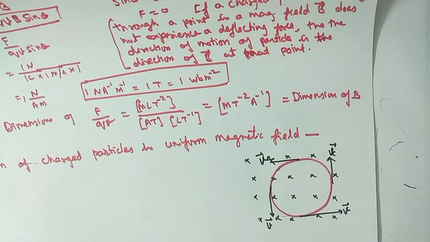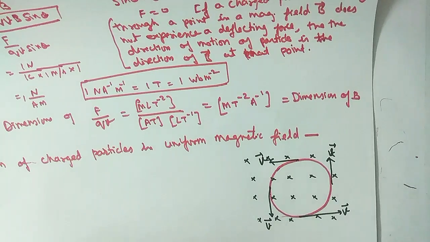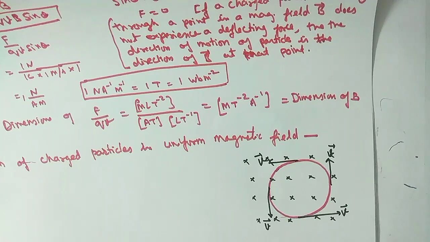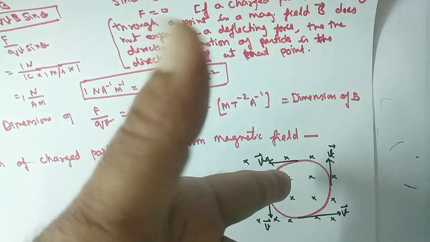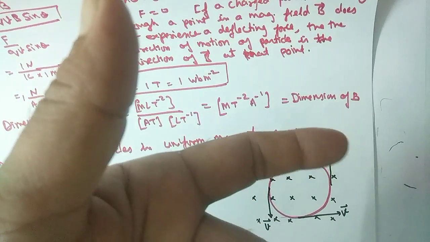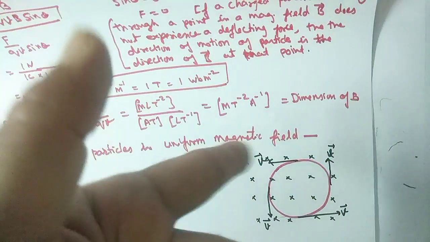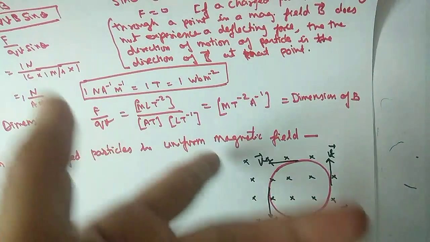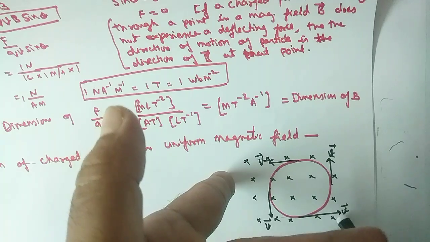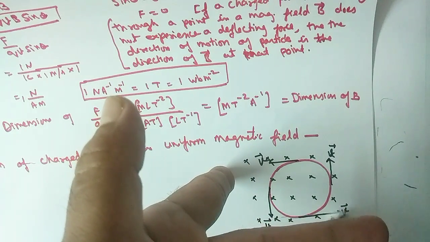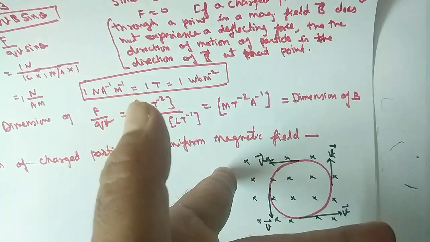If the direction of the current and the direction of the magnetic field are given, we can find the direction of the magnetic force also by using Fleming's left hand rule. Just remember, this is the force, this is the magnetic field direction, and this is the current. Here I am taking the direction of V, the direction of the positive charge particle, that is, the direction of the current.